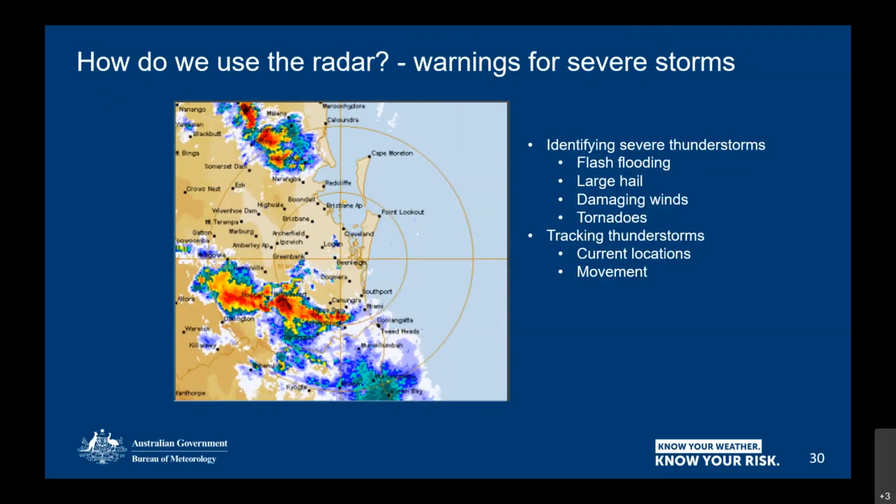Another way we use our radar is to warn for severe storms. So really common, particularly along the east coast of Australia. We can identify severe thunderstorms by looking at the intensity of the targets, looking at the patterns of the targets, and we can also use this for tracking thunderstorms. When we issue our warnings, we need to say where the thunderstorm is currently and where it's going to move to. So using those loops really helps us with that trajectory of those storms.